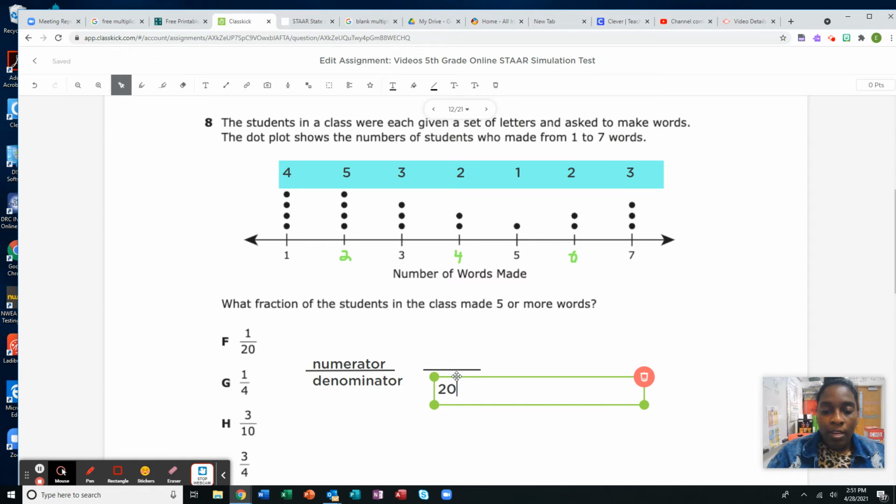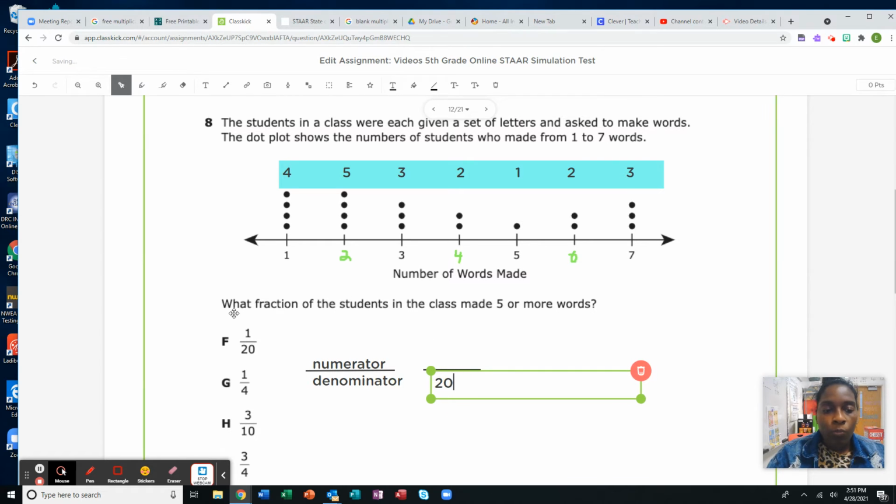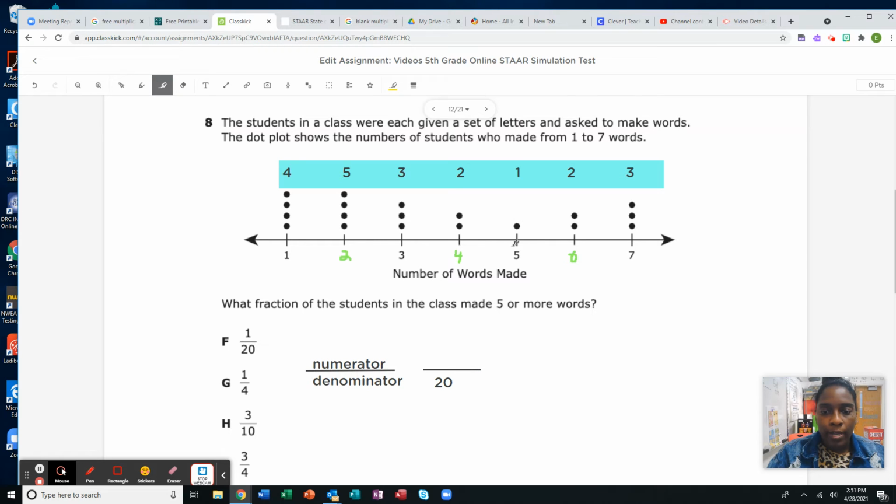Okay. Then it wants me to find out what fraction of the students in the class made 5 or more words. Well, I'm going to go over here to this number 5 because this number 5 is important. So I'm looking for 5 and I need to find 5 or more. So I need 6 and I need 7. So then I'm just going to count up the dots that are 5 or more. So 1, 2, 3, 4, 5, 6. And so my numerator is going to be a 6.